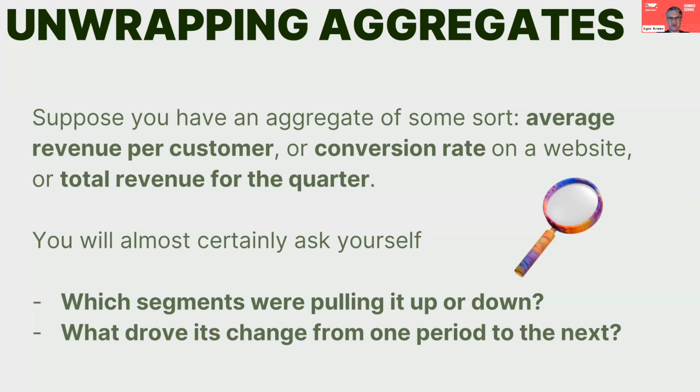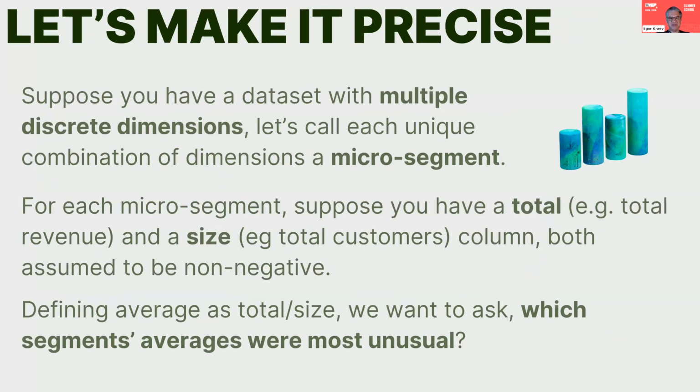So what drove the change from one period to the next? Or what are the drivers in the difference between, say, one region and another region? And what usually happens is you have a data set with multiple discrete dimensions. So things like currency, region, customer type, product, subproduct, and you can have dozens. And we assume that for each of those, you have a row for each combination of those dimensions. And then for each such row, you have a total, for example, total revenue for this microsegment, and a size.